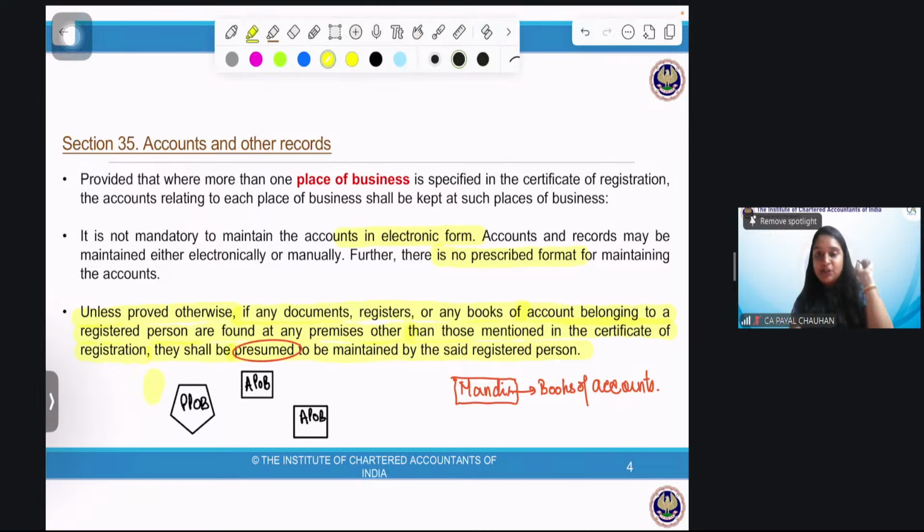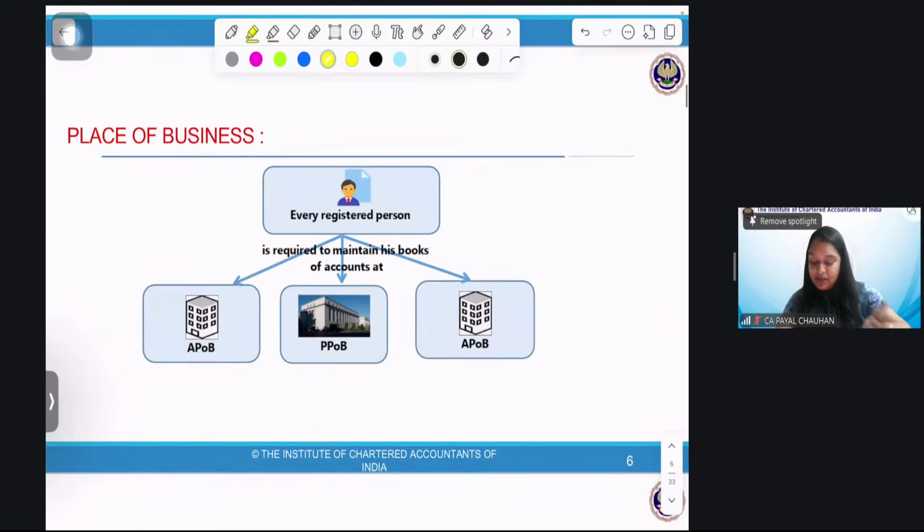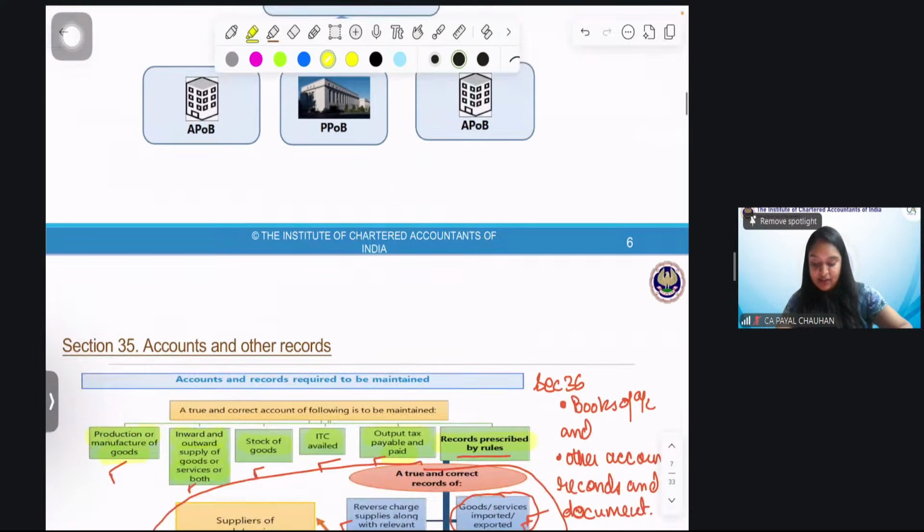My question to you people is, is there anything we've already done which does not have a prescribed format? Shamli? Invoice. We don't have a prescribed format, but the rule says there must be mandatory content. Perfect. Very good. Okay, this we have done. Principal place of business, everyone.